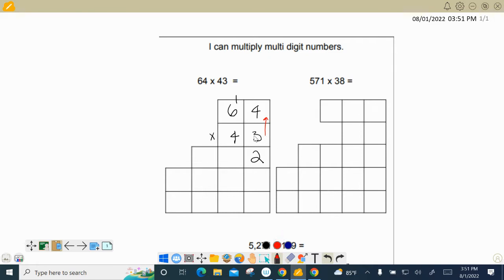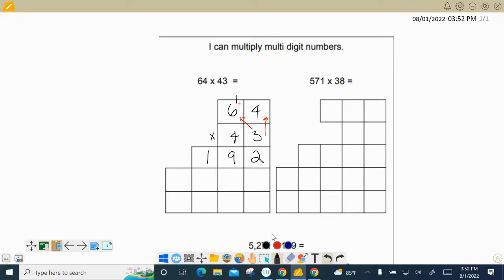Now we're going to go 3 times 6 is 18 plus that 1 is 19. So we're going to write our 19. This should be review for you because I know it was a standard in 4th grade and even in 3rd grade to do some multiplication. So let's keep going.